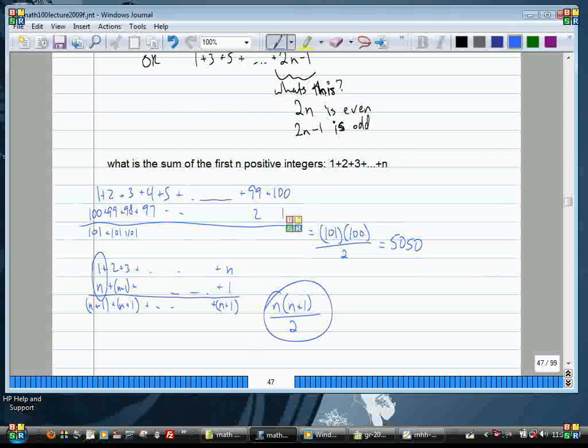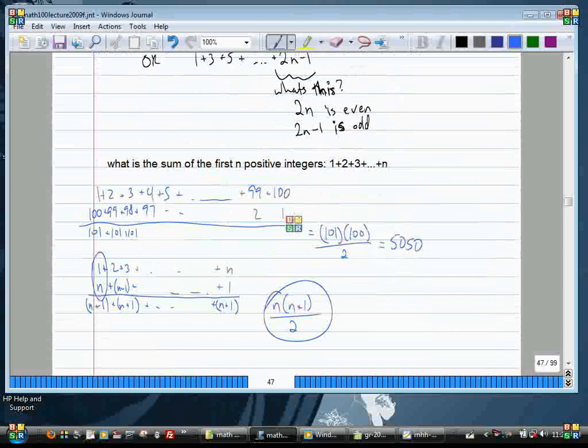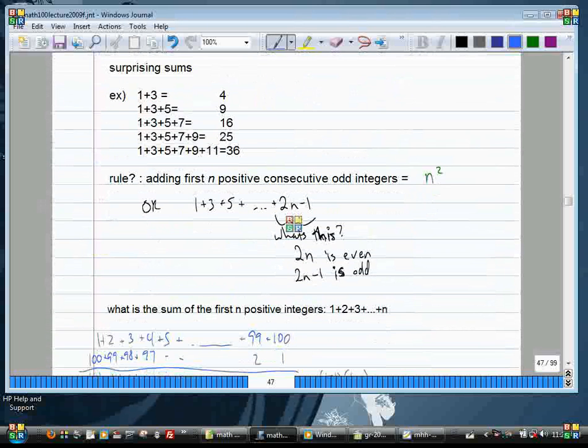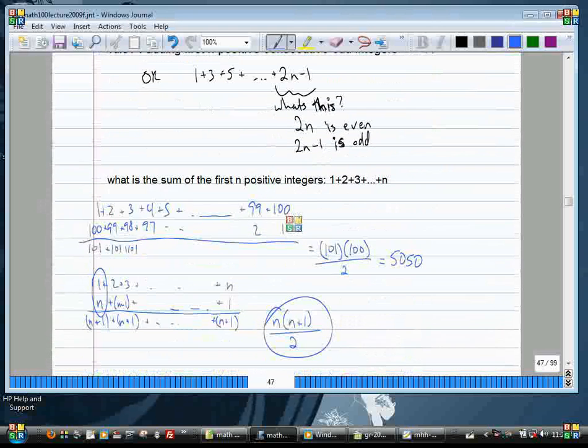Okay. So now let me say this. I do not expect you to know all these formulas that we're working out. The sum of the first n odds is n squared, and the sum of the first n positive integers is n times n plus 1 over 2. I don't expect you to memorize these formulas.